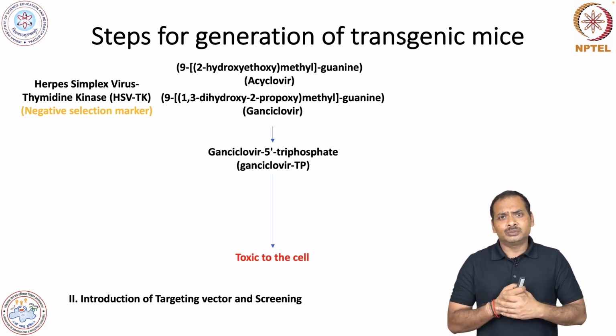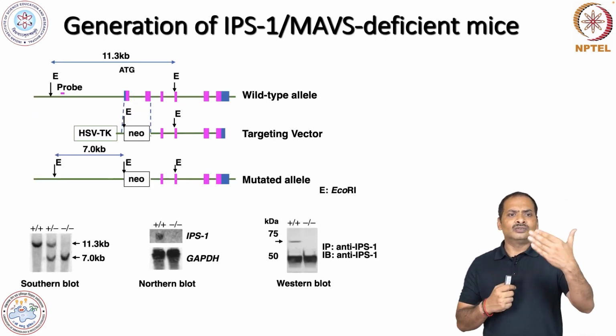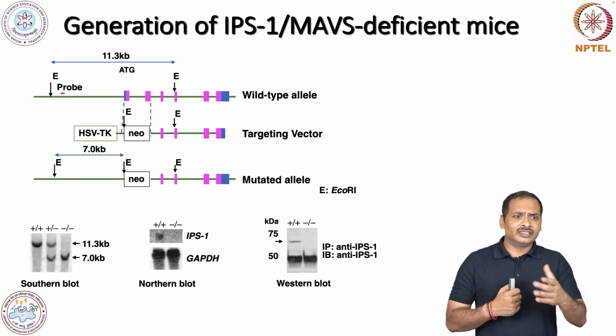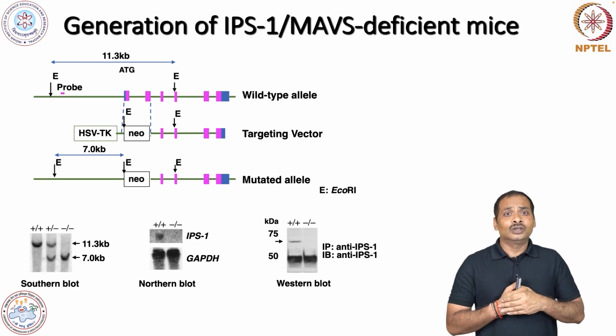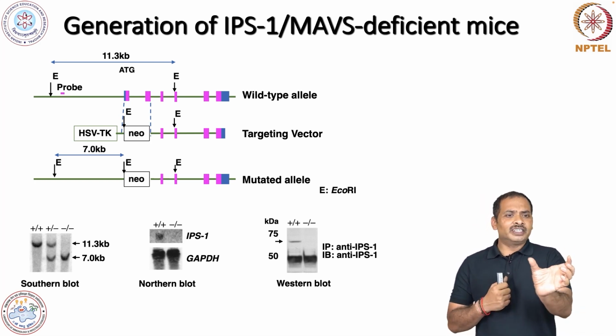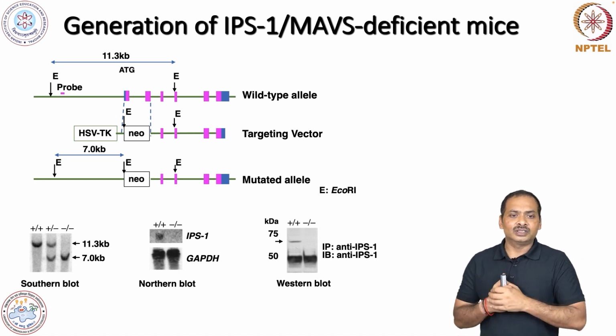So, I gave the concept of screening, and now we will move to one example. This is one gene which we call IPS1, also known as mouse. This mouse I have created. Here you can see the genomic location of this gene. We have created this kind of targeting vector, and after doing all the selection, we got this kind of mutant allele.